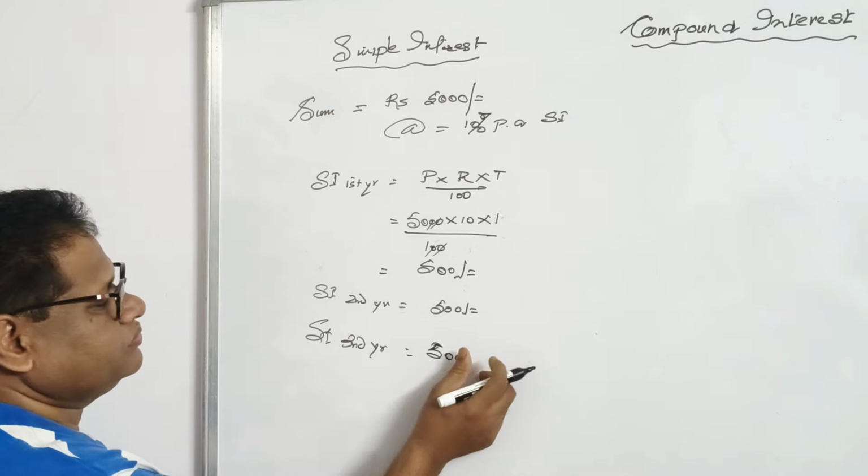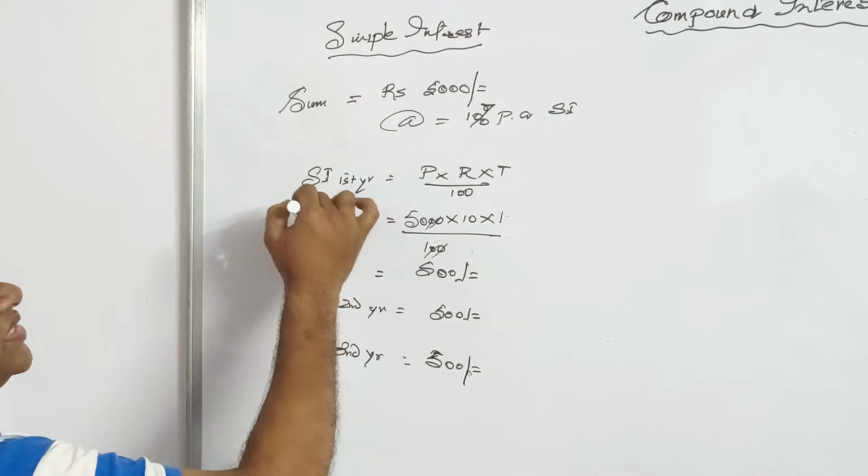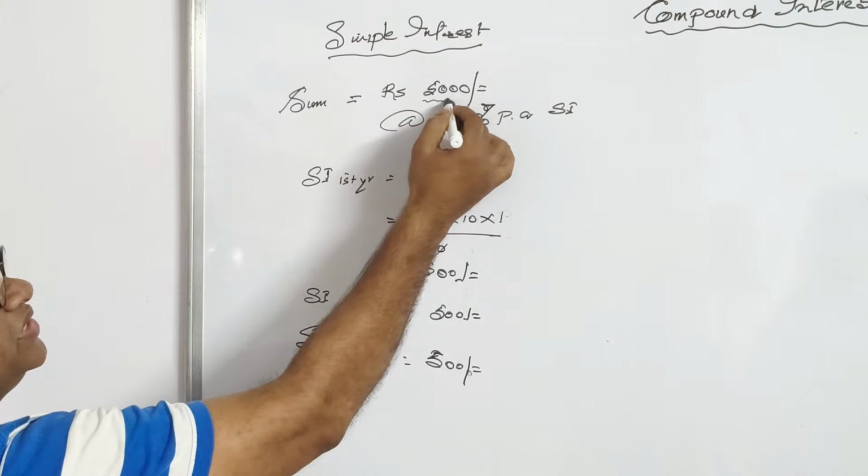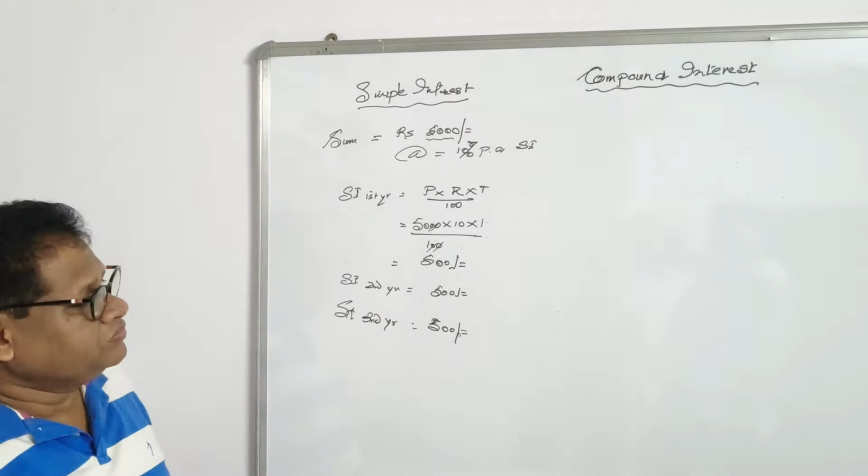You know why? Because the simple interest is calculated always on the principal sum. This is the principal sum, the sum of money that has been lent out.